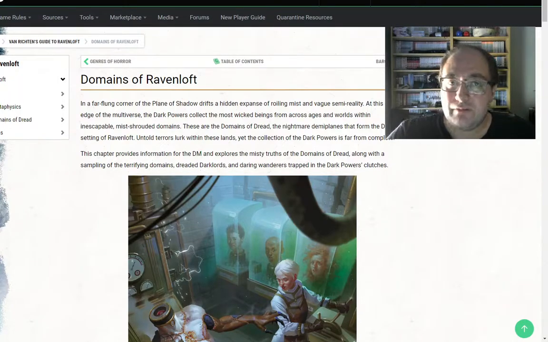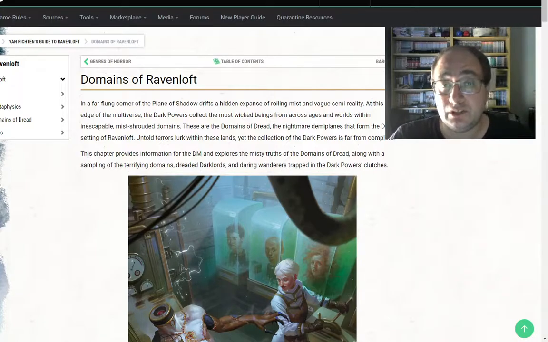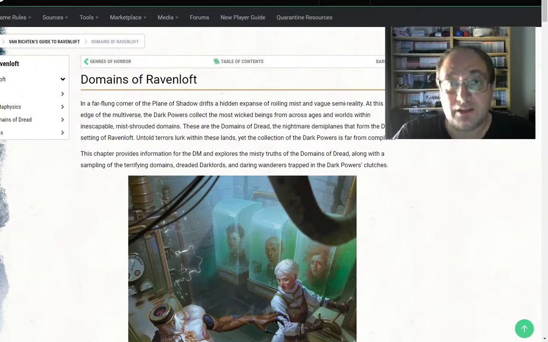And one of my favorite settings in D&D has always been Ravenloft. I'm a big fan of horror, and especially horror RPGs and horror literature. And this led me to eventually discover Ravenloft, and of course, as soon as I realized that there is a horror setting for Dungeons & Dragons, I was incredibly excited.